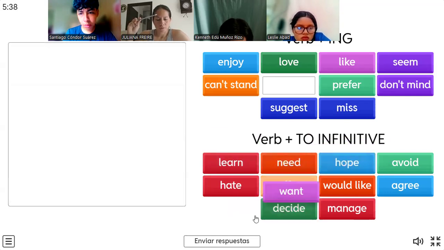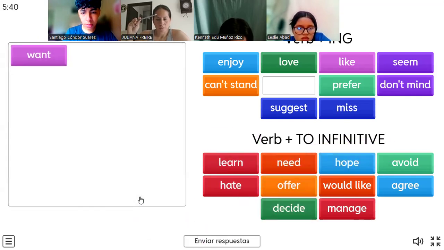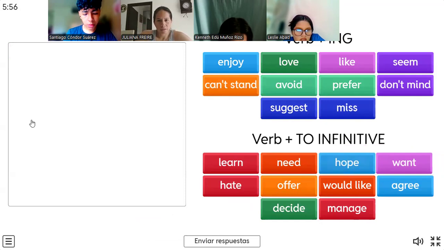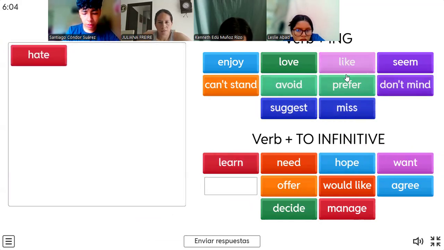So there is a mistake in the infinitive. Hay un error en el infinitivo. Which one? Hay un infinitivo que debería ir en -ing. Avoid. Hate. Avoid. What else? ¿Algo más? Hate. Okay. So, here, what is the mistake?